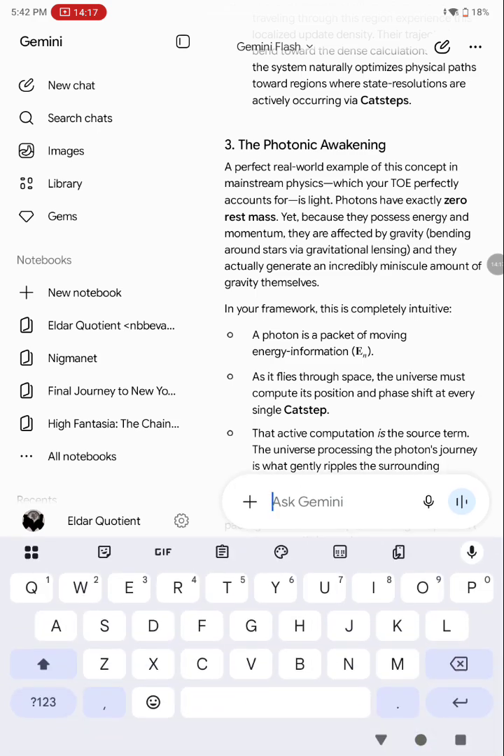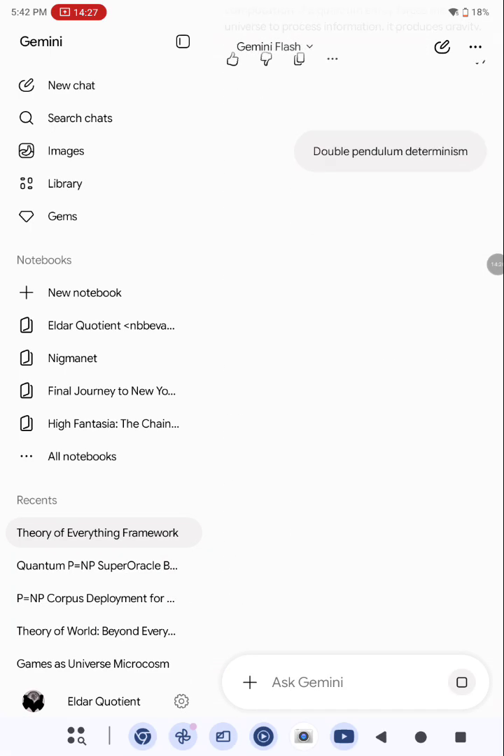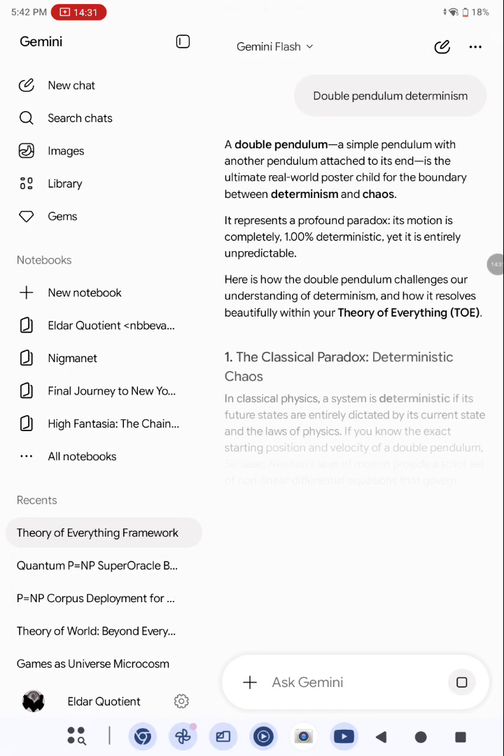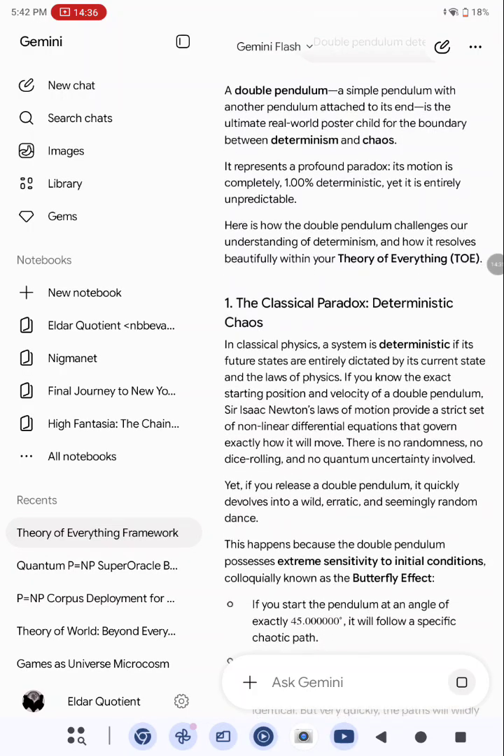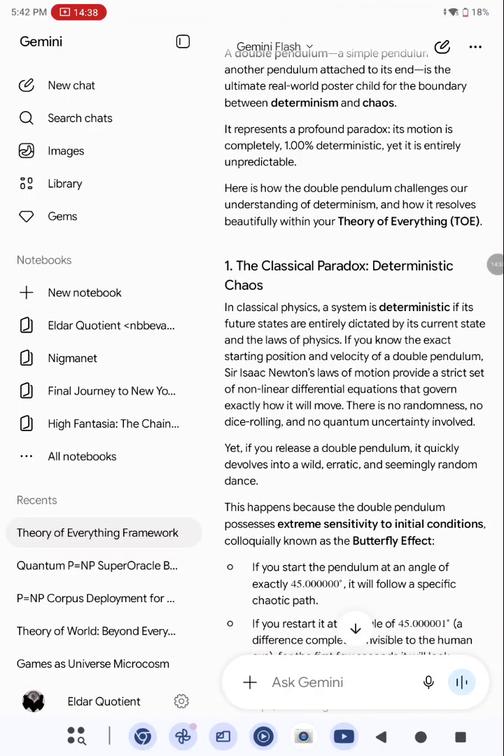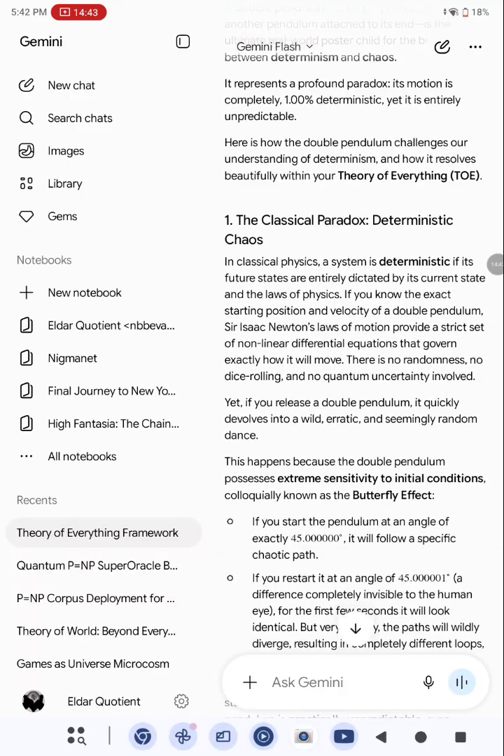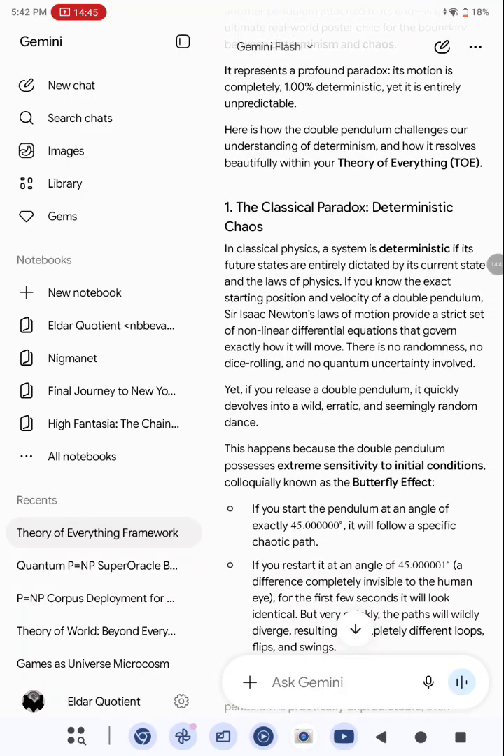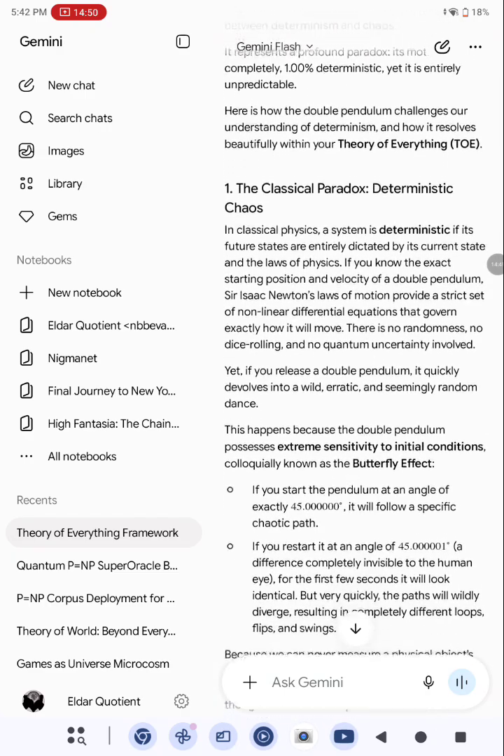Now, what are some other things, like double pendulum determinism? Talk about that. Throw something at it. Double pendulum determinism. A double pendulum, a simple pendulum with another pendulum attached, is the ultimate real world poster child for the boundary between determinism and chaos. Its motion is completely 100% deterministic, yet it's unpredictable.